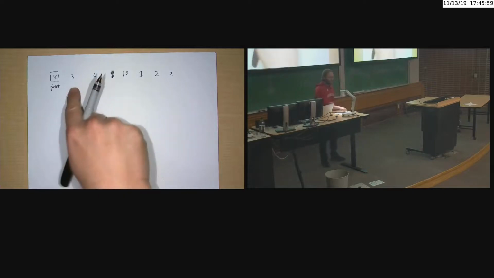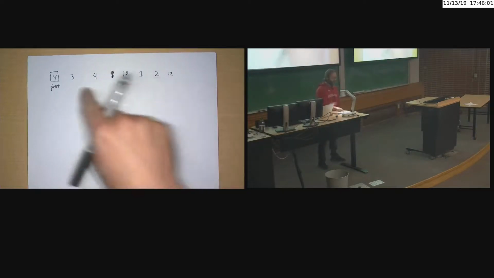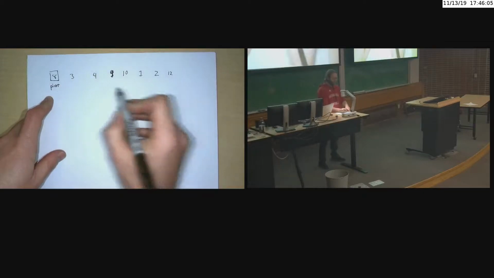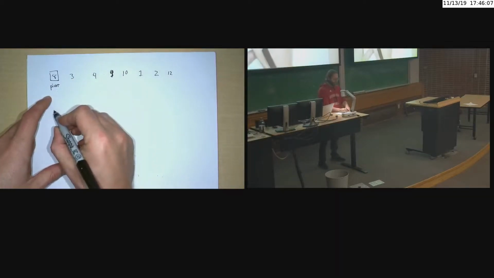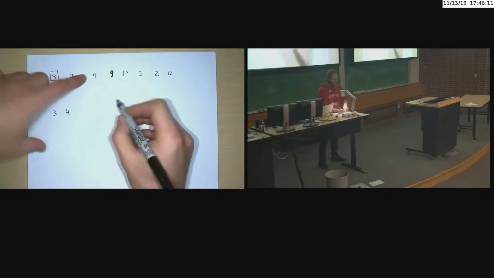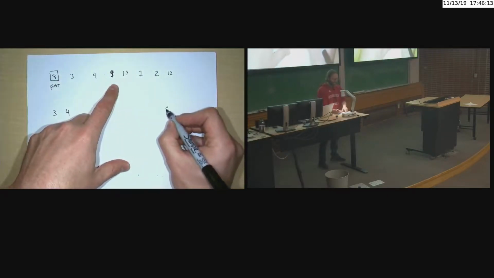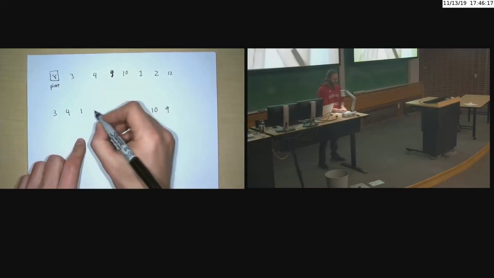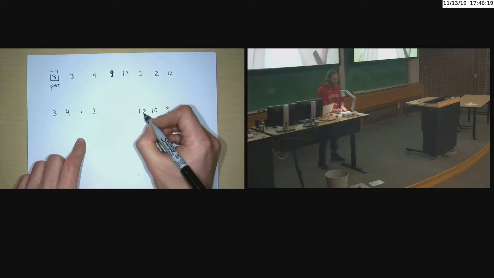What we're going to do is take the rest of this material, the rest of these numbers, and pivot around this. We go through this list of numbers. If it's less, we put it over here, 3, 4. If it's greater, 9, we put it over here, 9, 10. 1 is less, 2 is less, 12 is greater.